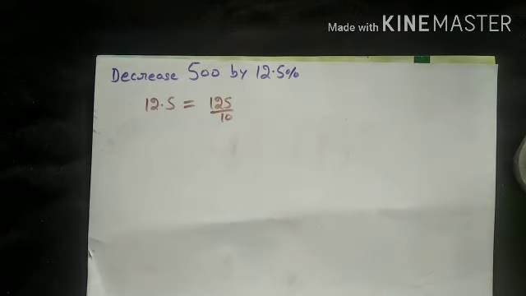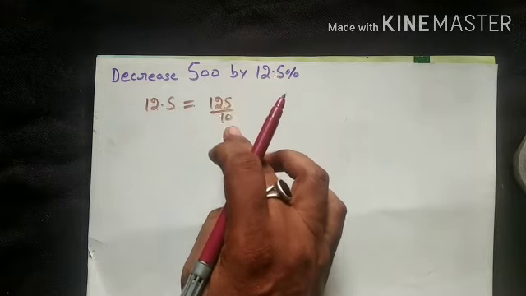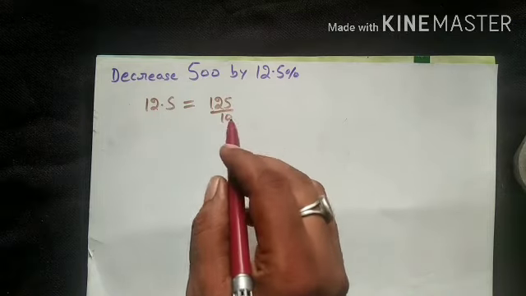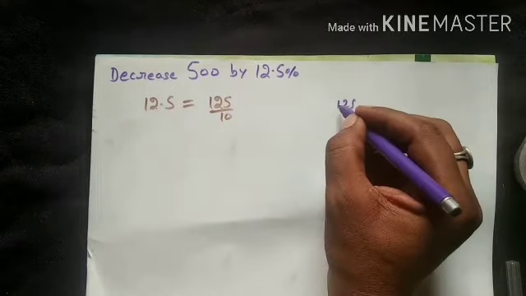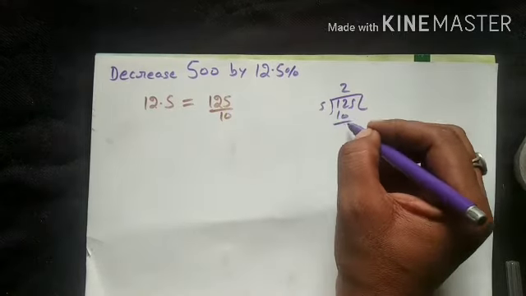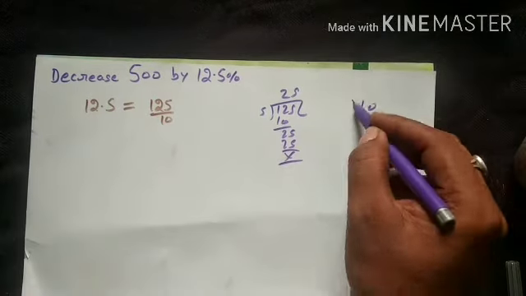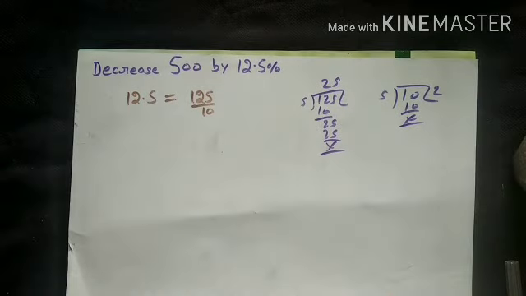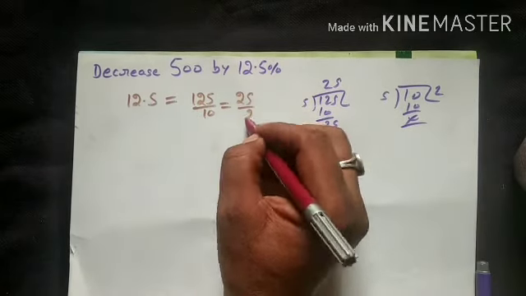So this is the fraction where 5 is common there. So I will divide both numerator and denominator by the table of 5. Okay. So if I divide 125 by 5, then 5 2s are 10, 5 5s are 25. Okay. Now when I divide 10 by 5, then I get answer 2. Okay student. Now you can see the meaning of this is 25 over 2.